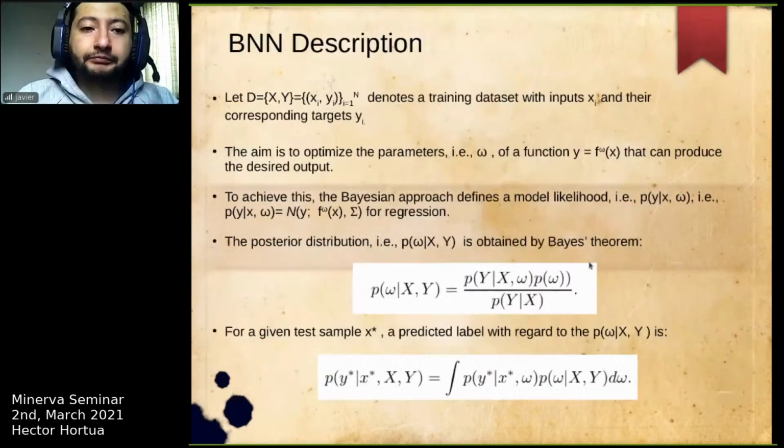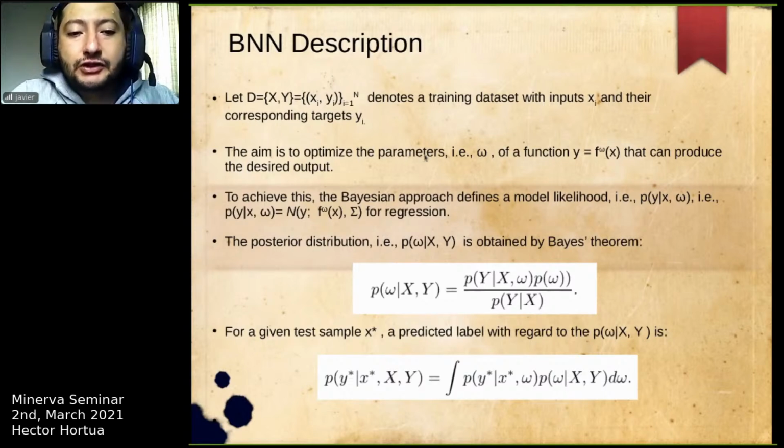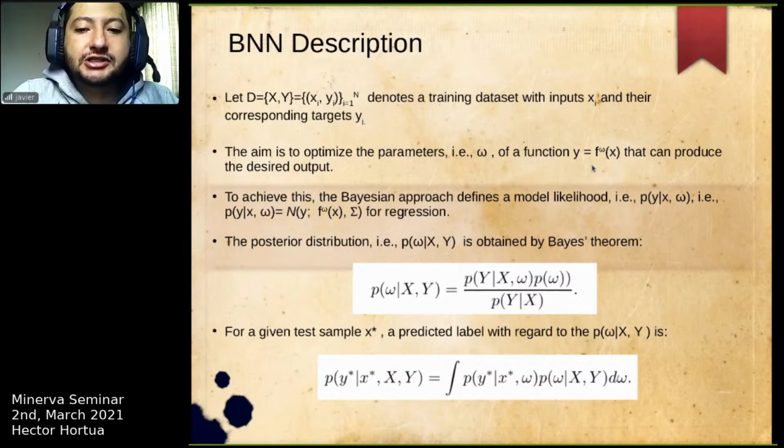Okay. Now I want to show you some mathematical description behind the neural networks. Let's assume a data set, which corresponds to pairs of features and targets. The idea is to optimize the parameters such that the machine can learn the map between the features and the targets.